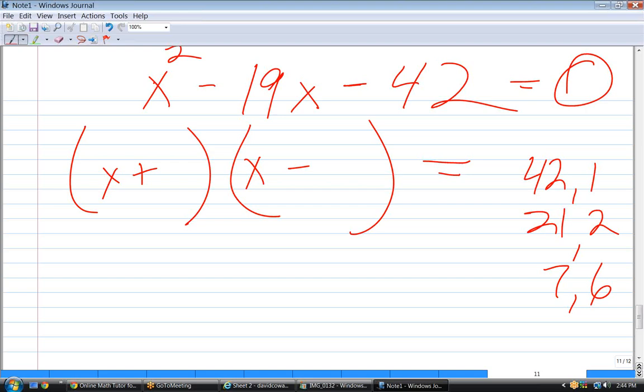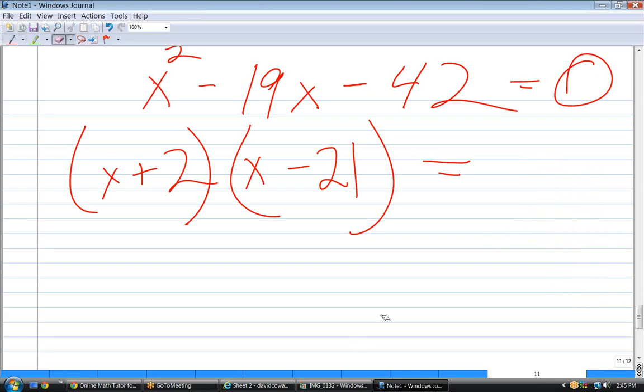Say it again. Take the bigger factor. Oh, sorry. So state the rule again, David. The bigger factor goes with the sign of the middle term. 21 is the bigger factor. The middle term sign is negative, so the 21 goes there, the 2 goes in the other spot. So there's 4 steps in some of these. When you have opposite signs, there's that 4th step.